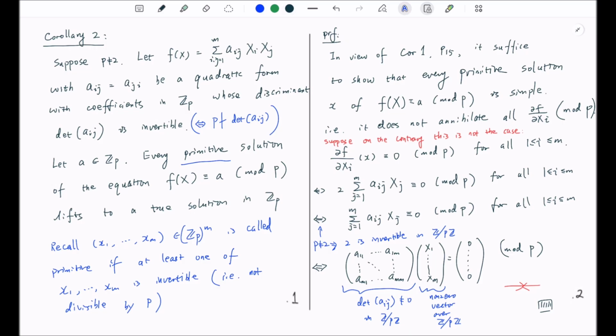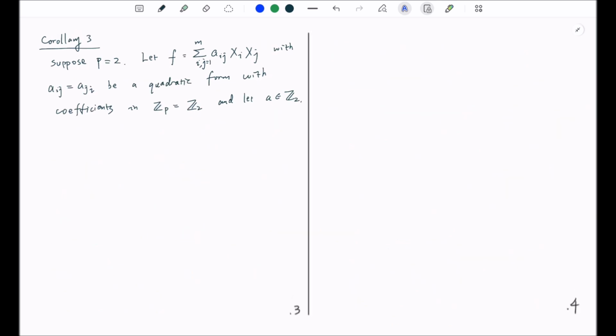This is a case when the prime number p is not equal to 2. Our last corollary deals with the case when p is equal to 2. Suppose p is equal to 2 and f is a quadratic form that is symmetric with coefficients in Z2, and let A be an element in Z2. Now let little x be a primitive solution of f of x equal to A modulo 8.